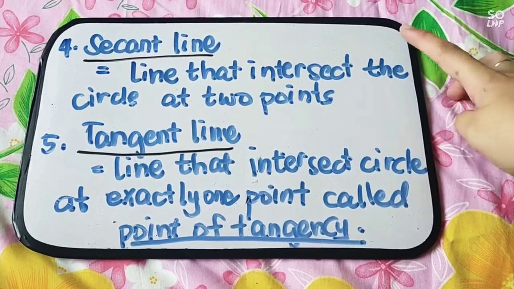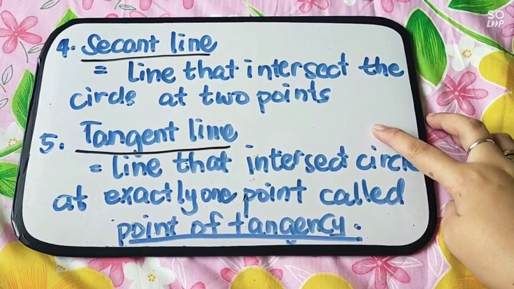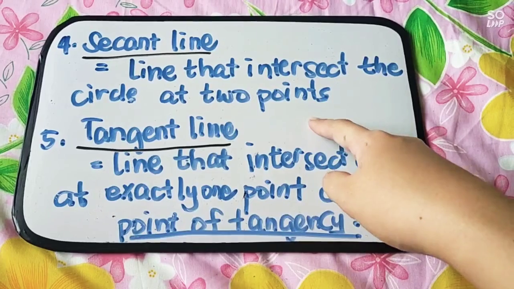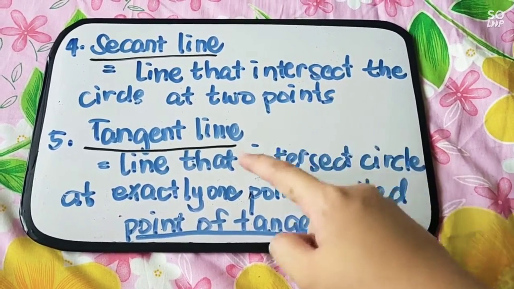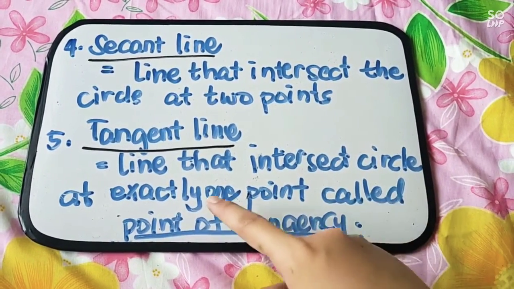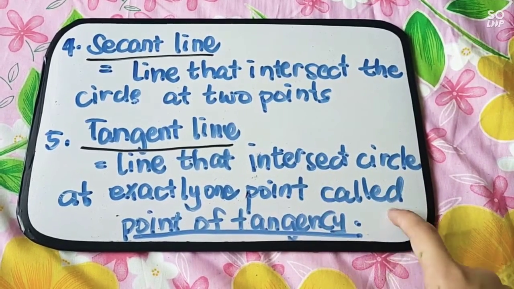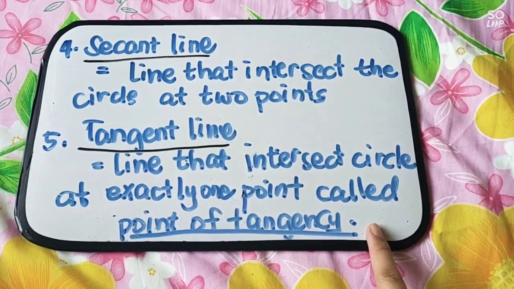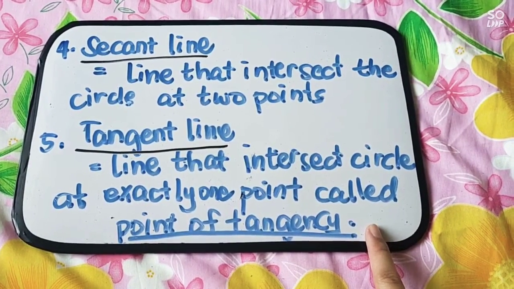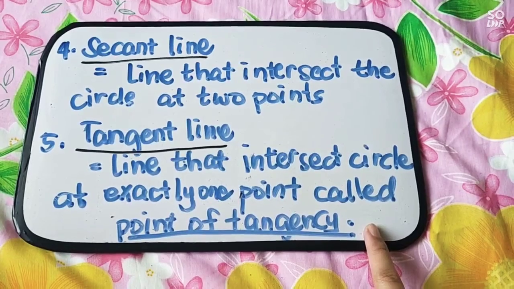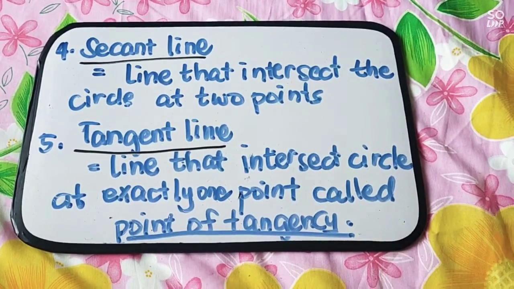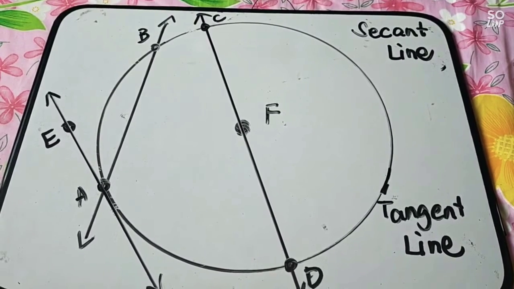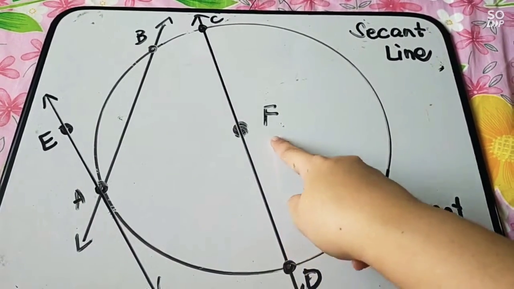We have secant line and then tangent line. When you say secant line, it is a line that intersects the circle at 2 points. Next, tangent line, a line that intersects the circle at exactly 1 point, called the point of tangency. Kanina, pinag-usapan natin is line segment, which is the radius, diameter, and chord. Ngayon, line naman tayo. Let us consider this circle. We have circle F. Okay?